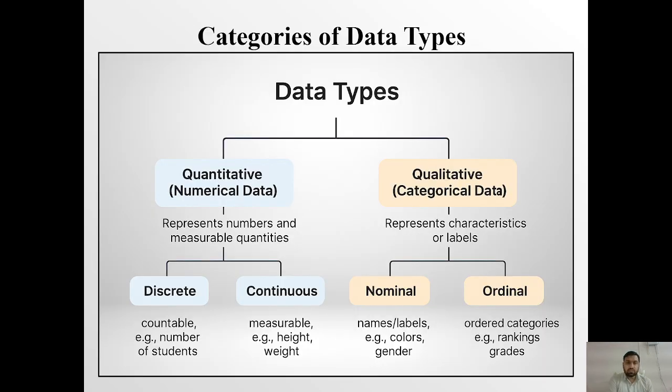Now we will see categories of data types. What are the categories? These are the categories that is in front of you. Data types: quantitative and qualitative. Quantitative means numerical data, and qualitative means categorical data. It also categorizes into two parts: discrete and continuous. Discrete, countable, example number of students. Continuous, measurement, height or weight.